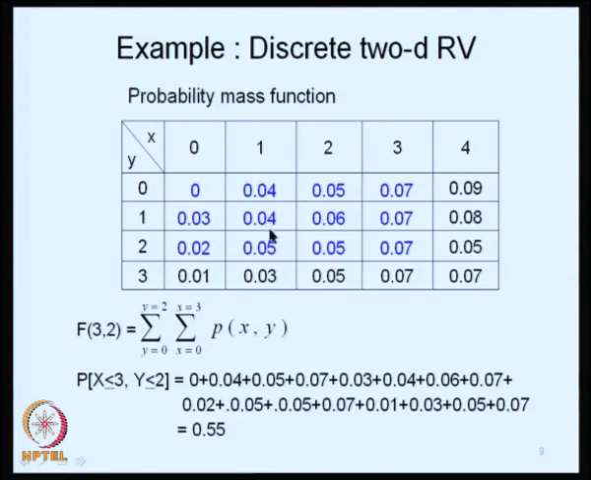As I said, any of these numbers indicate the probability of the random variable x taking on this particular value of x and y taking on this particular value of y. So, we get the associated probability as the sum of all these probabilities, which will be equal to 0.55.